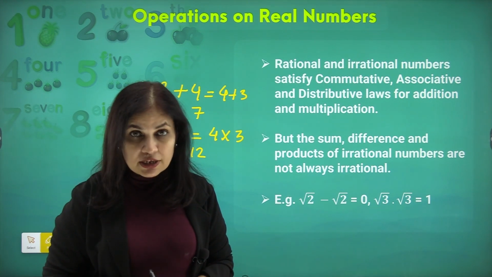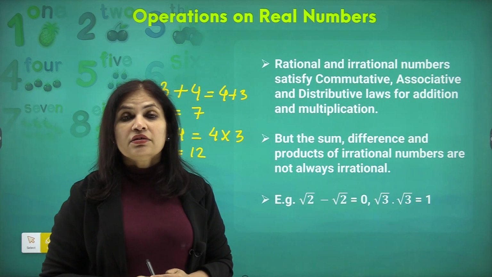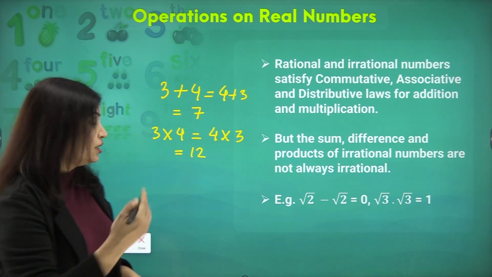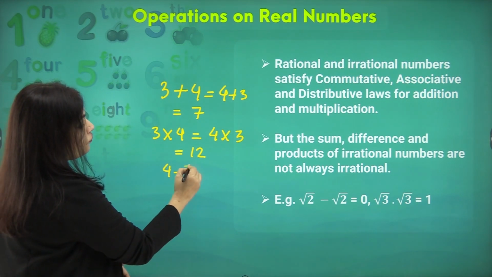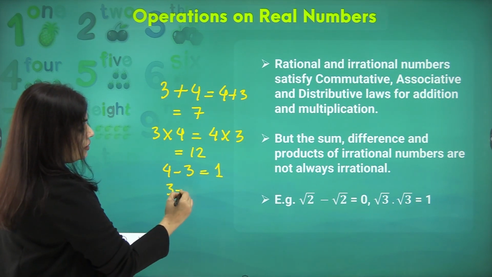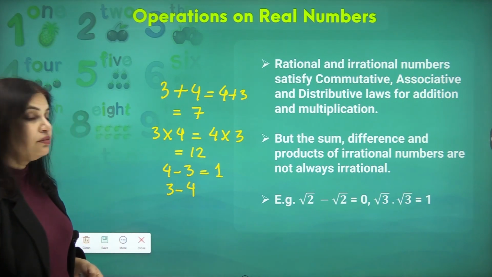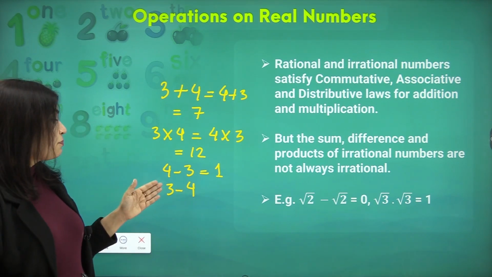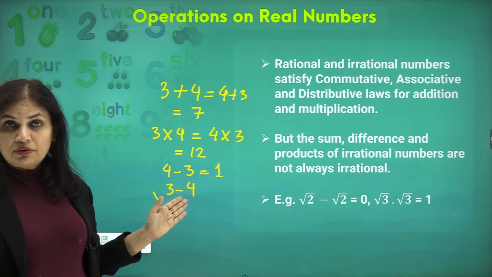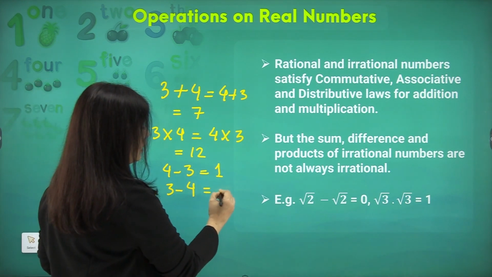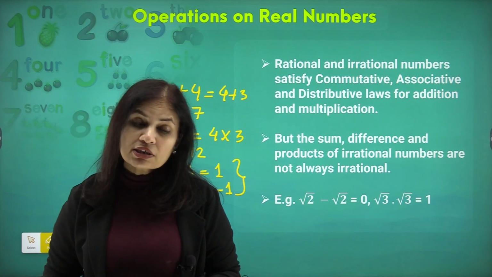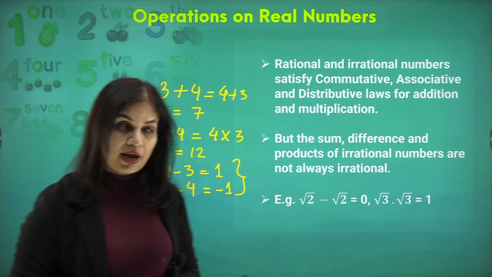But let me remind you once again that the numbers are not commutative on subtraction and division. If I subtract 4 from 3, I'll get minus 1. But if I am subtracting 3 from 4, I'll get 1. So, will I get the same result? No. This shows that the rational numbers are not commutative on subtraction.